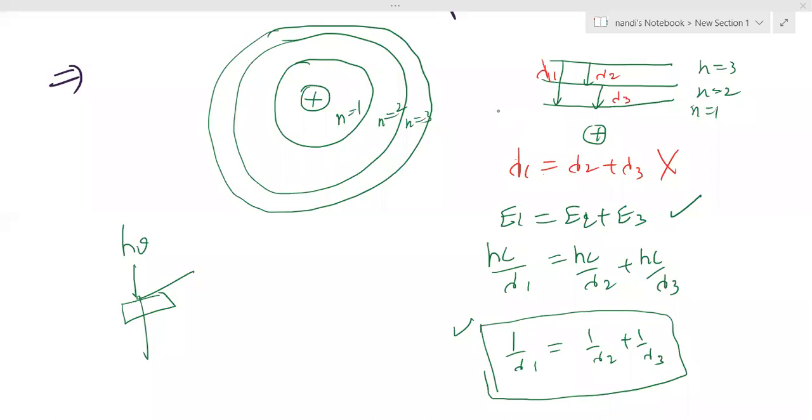See, sir, when a photon falls on a surface, two chances are there: it may reflect, or it may transmit. One more chance is there, it can also be absorbed. But anyway, I am not taking the absorption part. Even if you want, you can take all the things also.